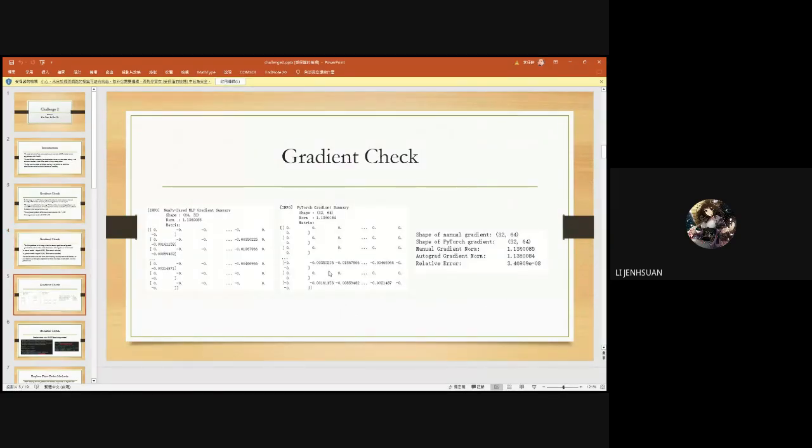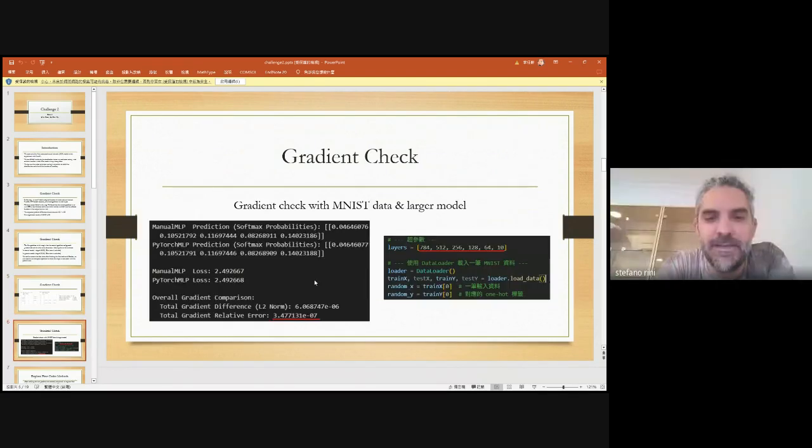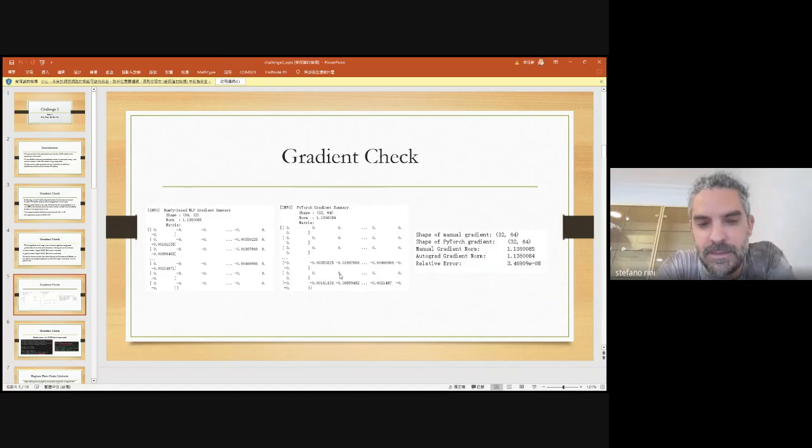Okay, so this is our experiment result. Yep. Just a second. Stay on this slide a second. Manual autograd norm. Very good. Gradient summary. Okay. Good. Okay. Go ahead. Very good.